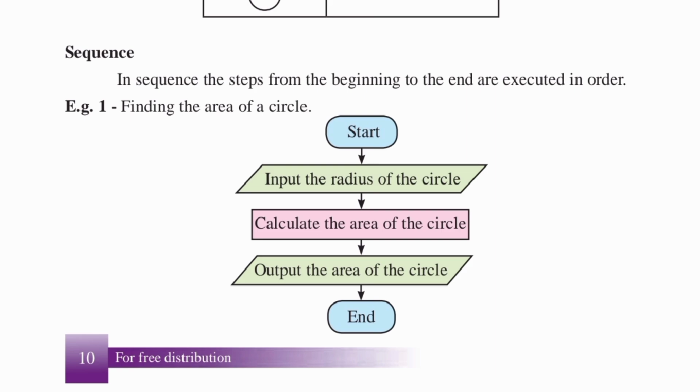So, sequence. In sequence, the steps from the beginning to the end are executed in order. It's basically like a one-way road. Here in the example it says finding the area of a circle. You just have to enter the necessary detail and you will get an outcome. It's just one way, there's no coming back. Now that you understand this, let's go through an example to make it very clear.